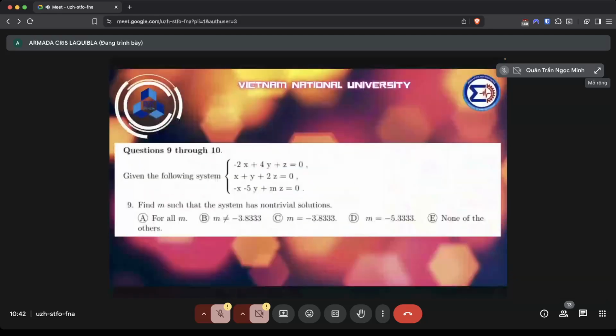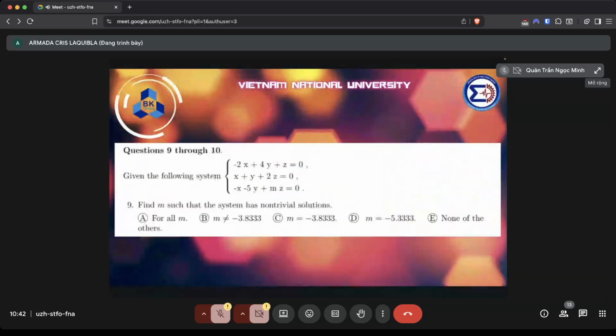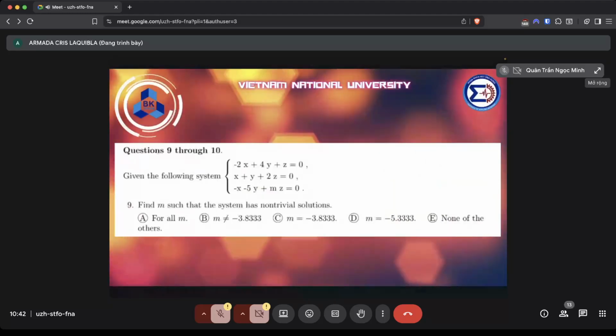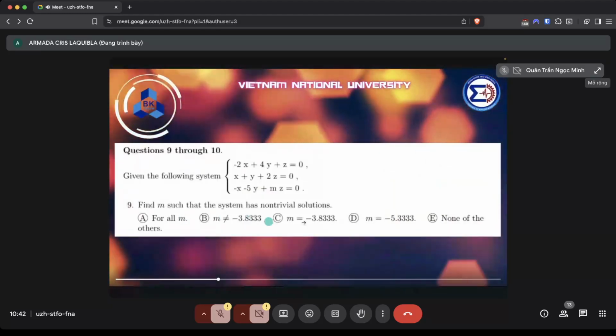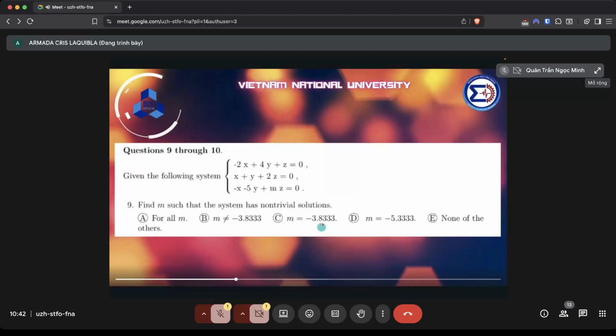Next, number 9 and 10. Oh my God, we only have 8 minutes. Find M such that the system has non-trivial solutions. Can I do it fast?